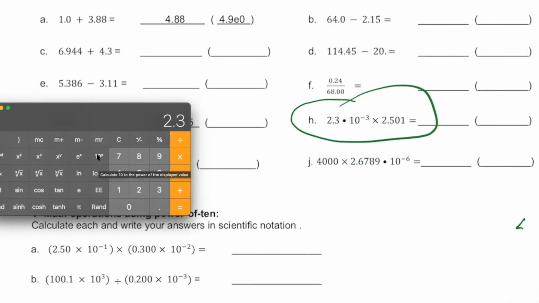Don't use this function right here. Don't use 10 to the x. Okay, if you use 10 to the x, that's wrong. You got to use double E.